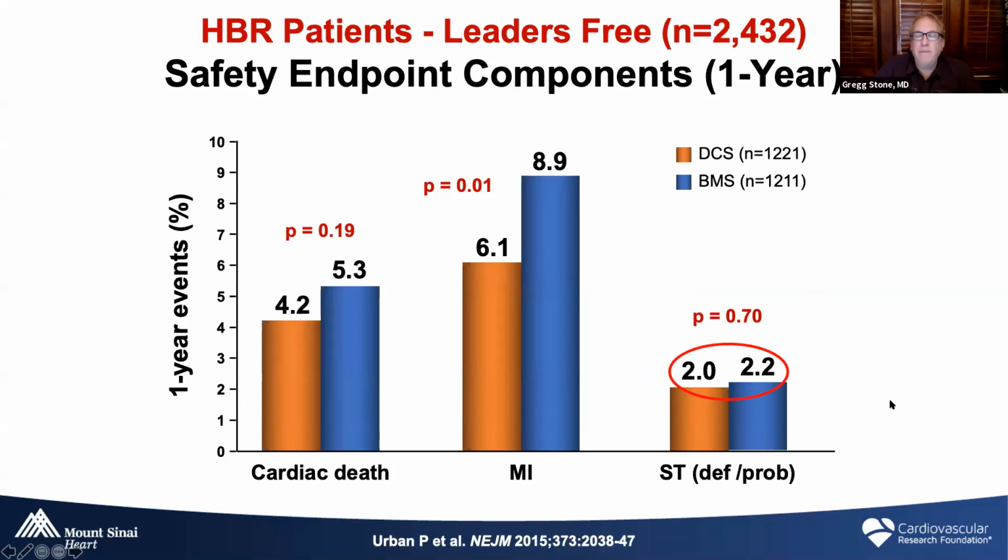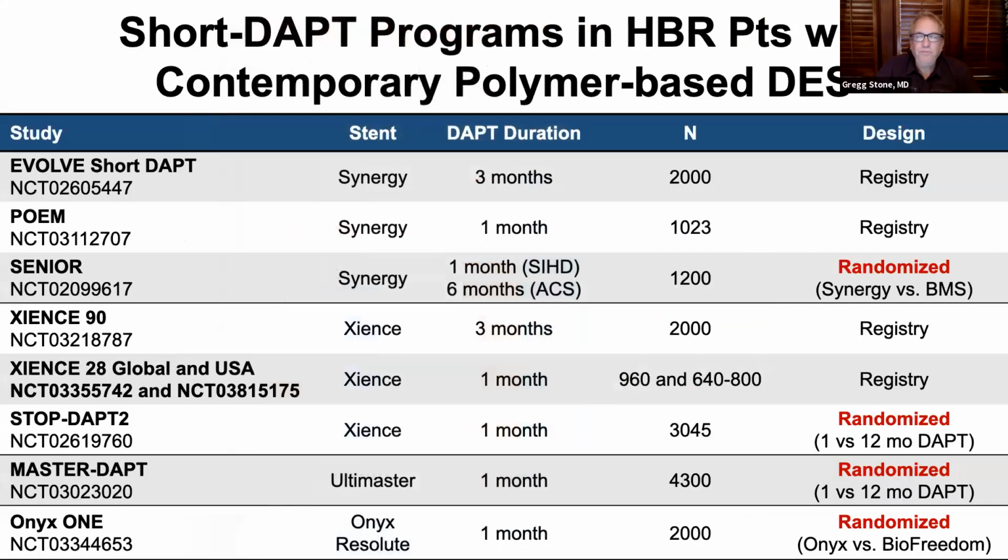Nonetheless, this was a very important study suggesting that you could have a drug-coated stent that was as safe and more effective with 1 month of DAPT in high bleeding risk patients than a bare metal stent. And this has led to a lot of different registry and randomized trials looking at abbreviated DAPT duration. And by that, I'll say mainly 3 months or less.